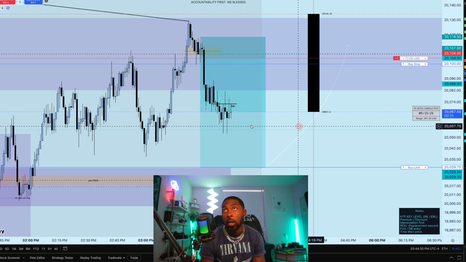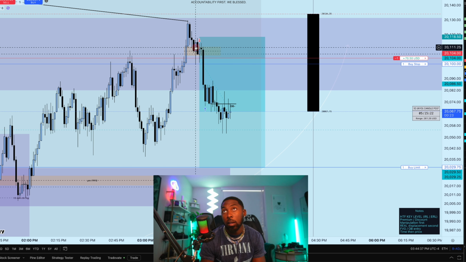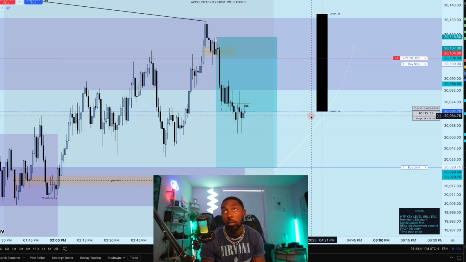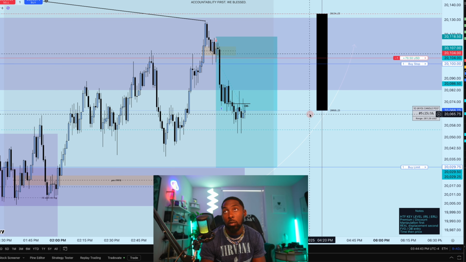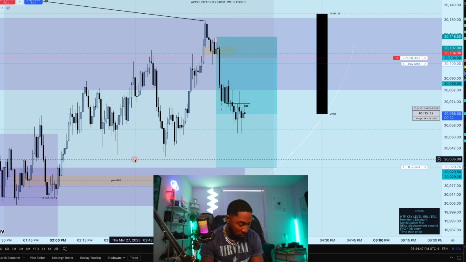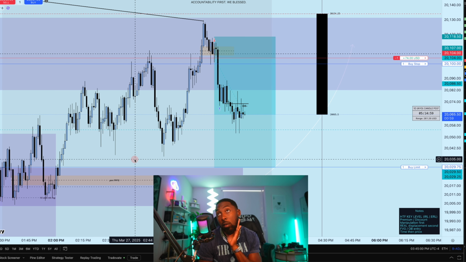You see how we had consolidation, expansion, consolidation? I'm expecting another expansion soon. I'm just hoping it's not a reversal. But we getting towards the end of the hourly candle, and a new 15-minute candle opens up in 2 seconds. Let's see what it does. It's a new 15-minute candle.